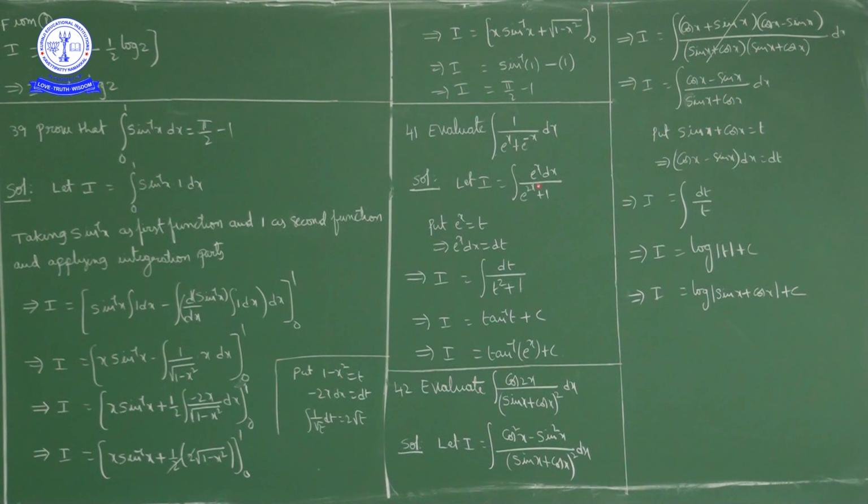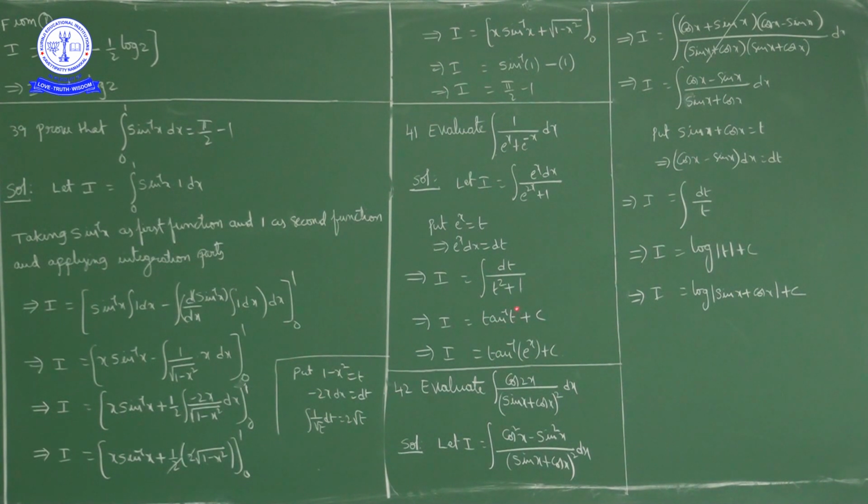This e power minus x I will write as 1 by e power x. Taking LCM, e power x comes to the numerator. So we have I is equal to integral e power x dx upon e power 2x plus 1. By putting e power x is equal to t, e power x dx is equal to dt. So this given integration I reduces to integral dt upon t square plus 1. So I is equal to tan inverse of t plus c.